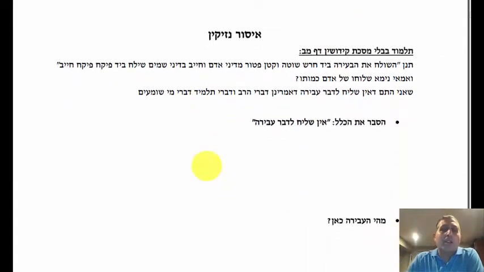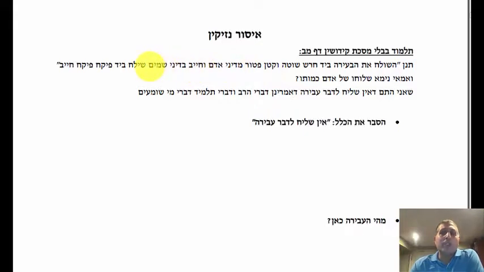And we'd like to look at the Issur Nezikin, that is, is it prohibited to cause damage, or is it only a cause for responsibility? And there is only some small points of evidence that Nezikin is a prohibition. And one is a Mishnah in Masechet Kiddushin, which says, tanan in a Mishnah, hasholeach et ha'be'era b'yad cheresh shoteh v'katan patur midinei adam v'chayav midinei shamayim.